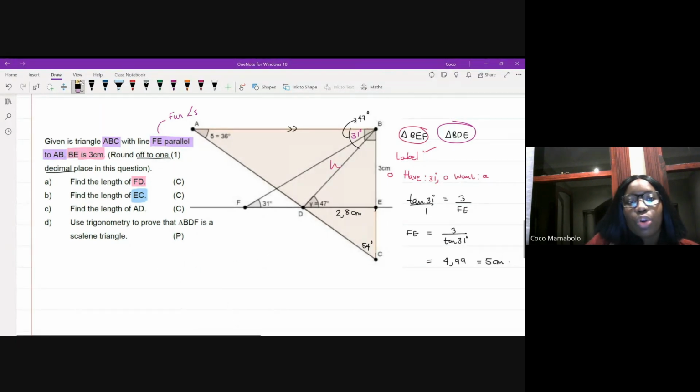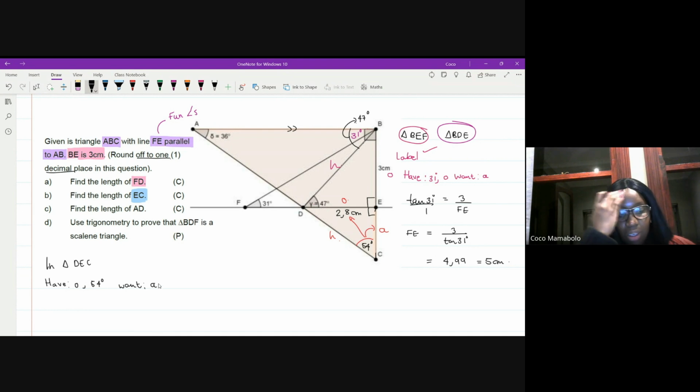All right, so I know that I want the length of EC, right? So I need to work in the triangle that I've been given. Remember, we know that this is a right-angled triangle because E is a right angle. So I can work in triangle DEC. If I label, that's my angle, this is my adjacent side, that is my opposite side, and this is my hypotenuse. What do I have? I have my opposite and I have my angle, 54 degrees. What do I want? I want my adjacent side.